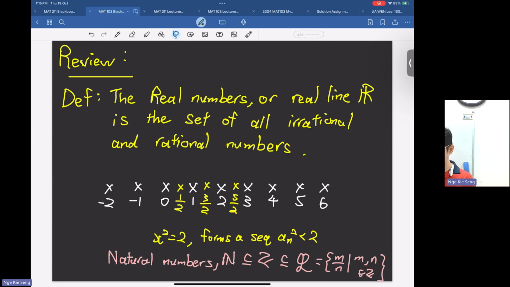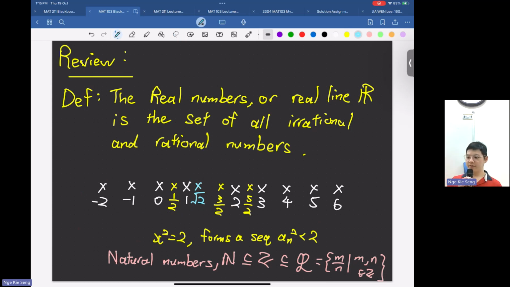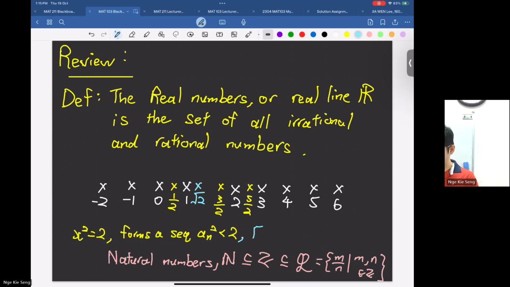So where is square root 2? 1 point something, right? 1.14. So let me make some space for square root 2. For example here, we add in, as a limit, square root 2, the limit of a sequence a_n such that a_n squared is less than 2.